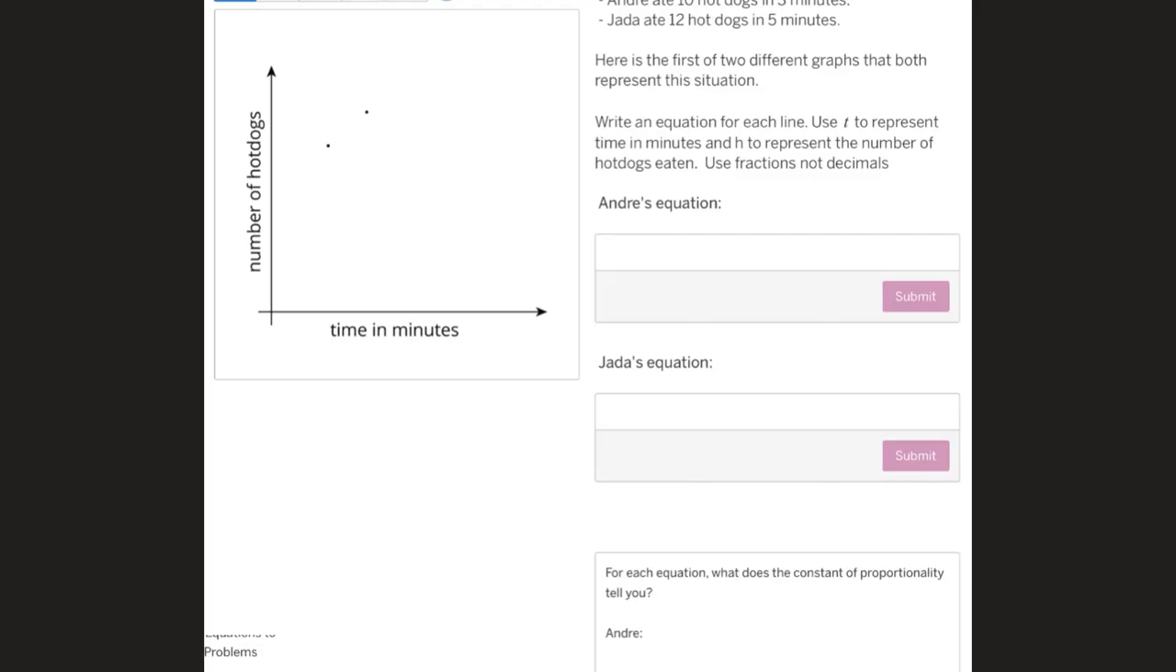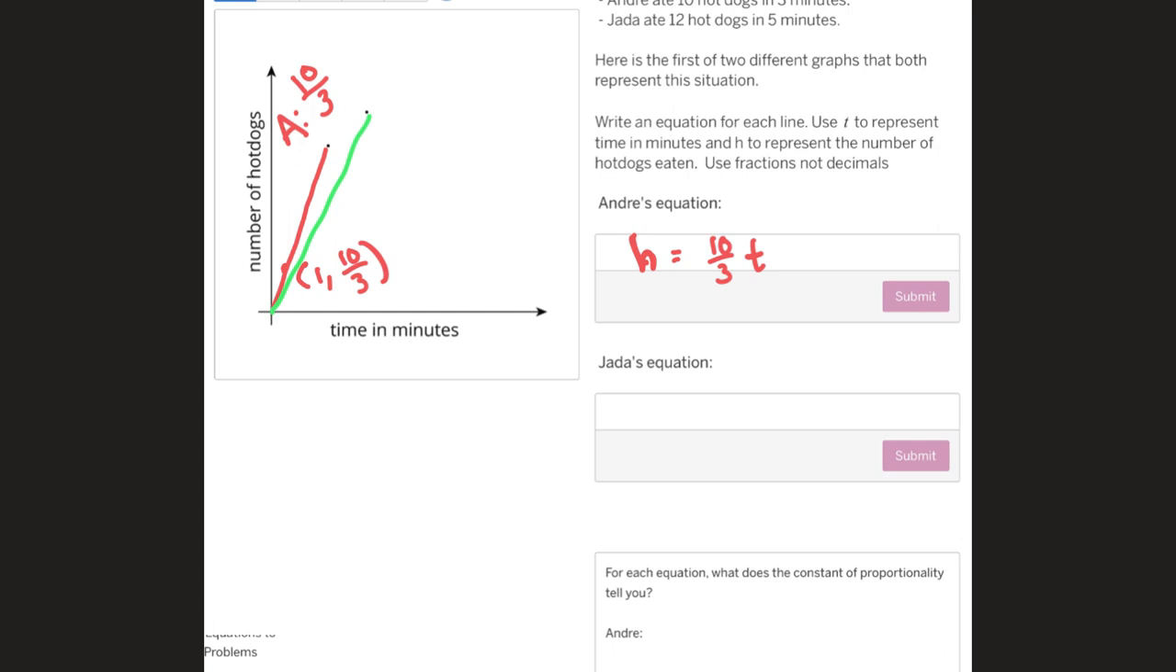Okay, so if we go back to Andre and Jada here, Andre is the red line, Jada was the green. Now, Andre, I'm just going to label an A. For 1 minute, we find that constant of proportionality, it's 10/3. So his constant of proportionality is 10/3. If we want to write his equation, they want us to use t for time and h for the number of hot dogs. So the number of hot dogs Andre is going to eat is 10/3 times the time.